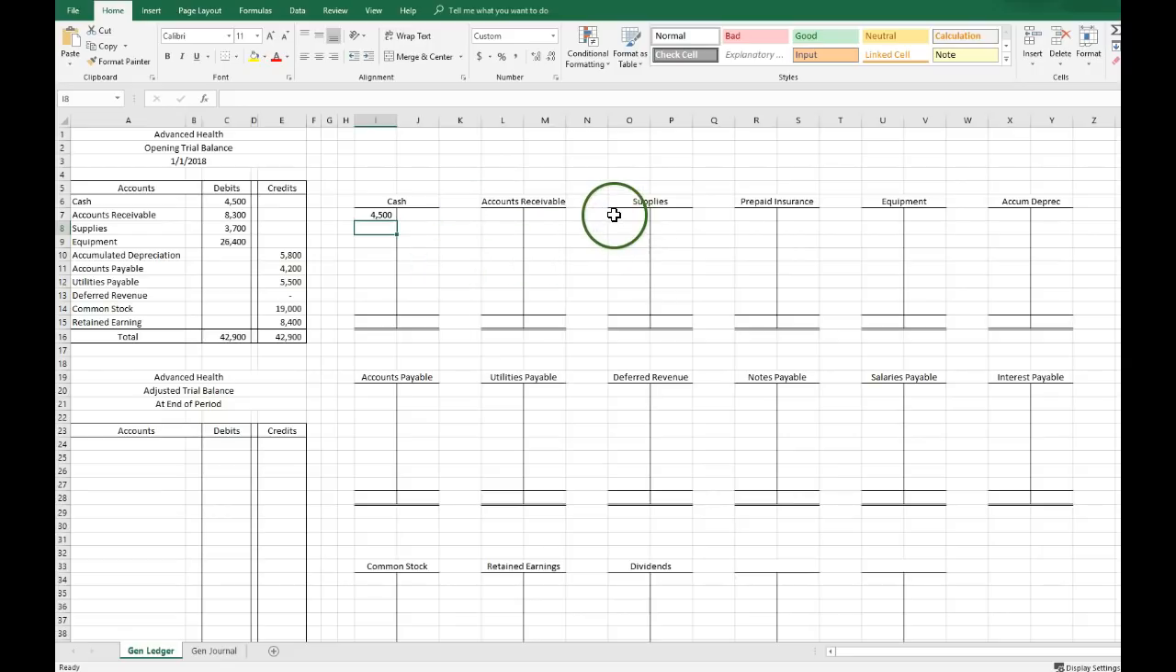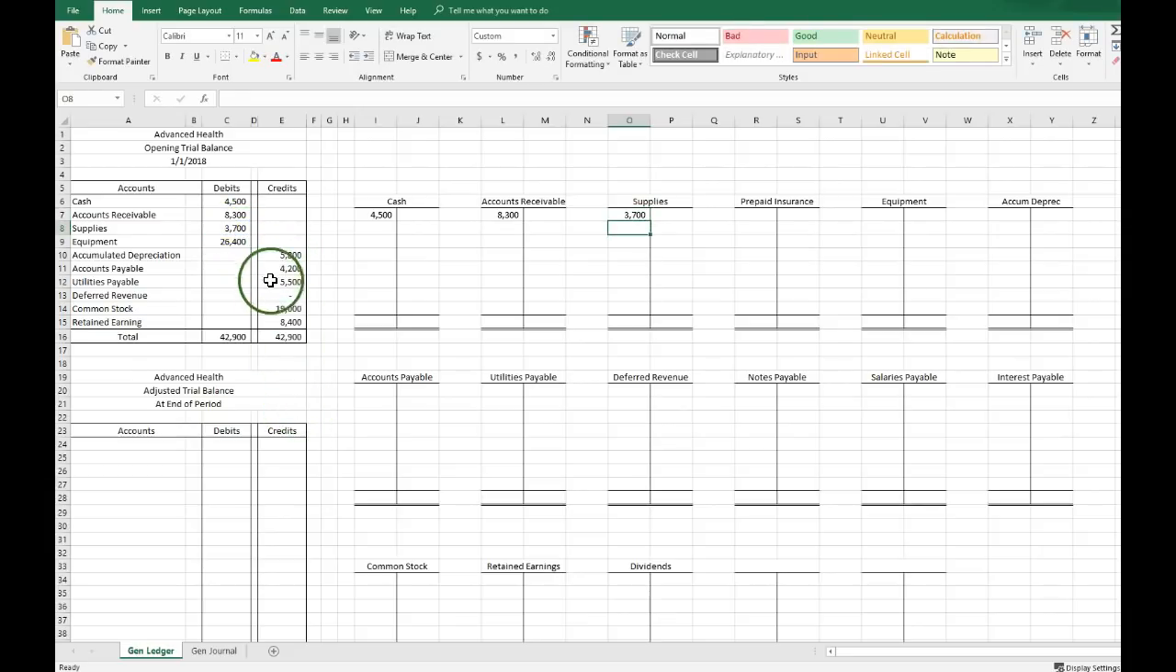Sometimes when people start these projects, they try to type all the numbers in here, which there's no need for. So what we'll do, again, like for accounts receivable, we know that it has a debit balance. So we're going to say equal, click here, and enter. And that's all there is to it. Just keep going. Here's the debit side, click equal, and then for supplies, enter.